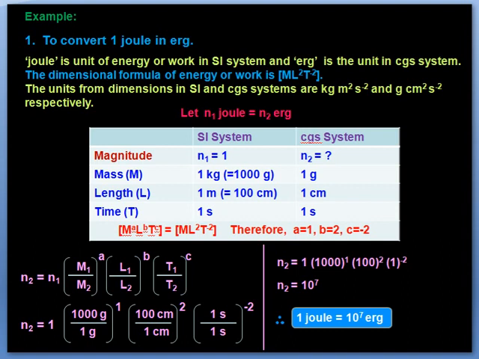So let n1 joule equal n2 erg. Mass: 1 kg equals 1000 gram, 1 meter equals 100 centimeter, and second is second, so it doesn't matter. So finally we get 1 joule is equal to 10 raised to the power of 7 erg. So 1 joule, which is in the SI system, can be converted into the CGS system, that is equal to 10 raised to the power of 7 erg.